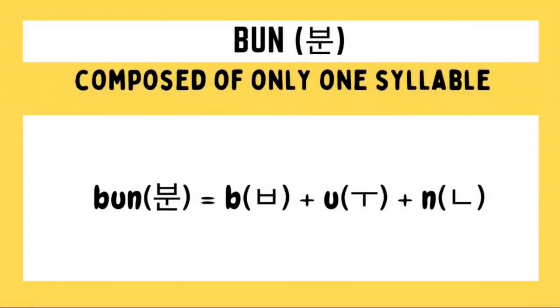First, let's know how to write bun in Hangul. This is composed of just 3 characters. The first character is the biup character, followed by the u character, followed by a neon character. And then to be able to write this word in Hangul, we just need to combine these 3 characters. Again, biup plus u plus neon character. And with all those 3, we'll be able to write bun in Hangul.